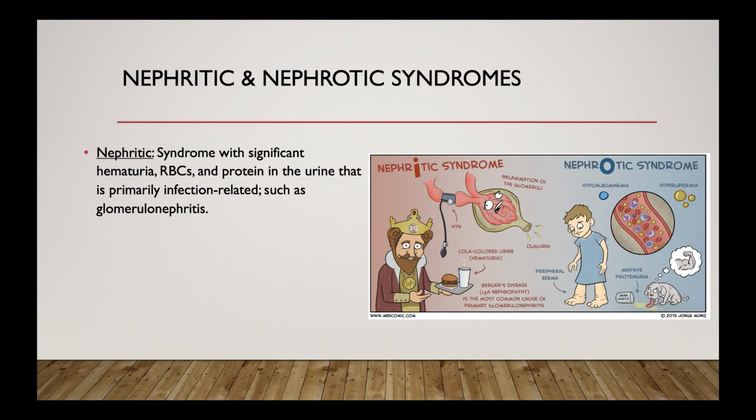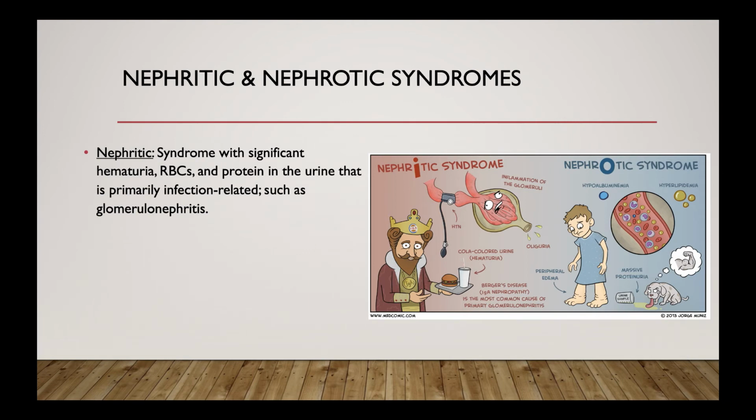So when they're held together in the big picture of things, it's considered a syndrome. Syndromes are caused by a multitude of different things. In nephritic syndrome, a lot of times you have inflammation caused by an infection, such as glomerulonephritis. The glomerulus is inflamed due to infectious reasons, and then it gives you what's called nephritic syndrome.